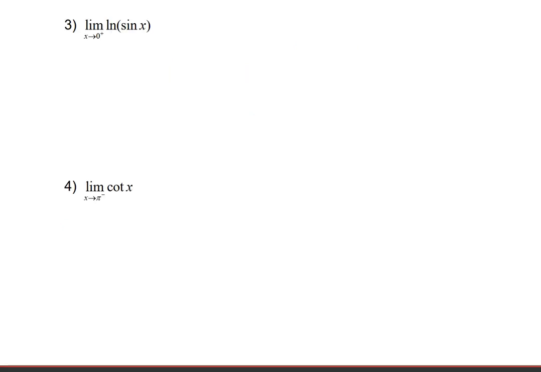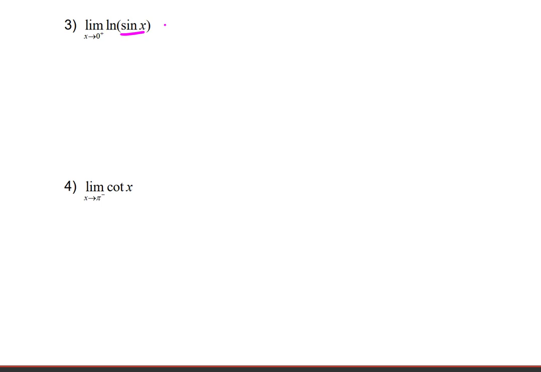This time we have the limit as x approaches 0 from the right of the natural log of sine of x. So it's a composite function where the inner function is sine of x, the outer function is natural log of x. In this case, rather than a single number line to kind of hold stuff together like we used in the previous examples, I think it's actually better to analyze the inner and outer functions separately before we try to put it all together.